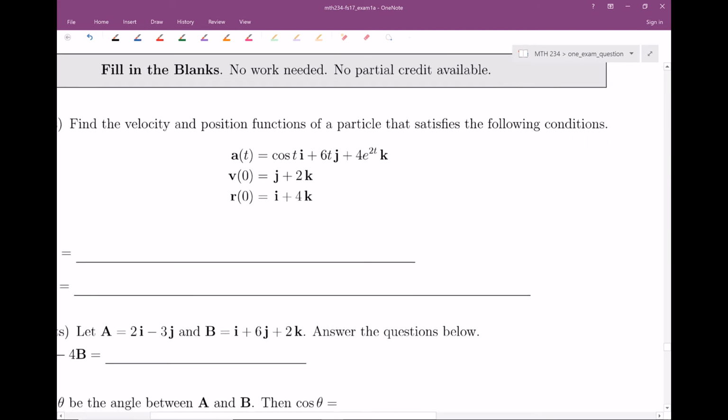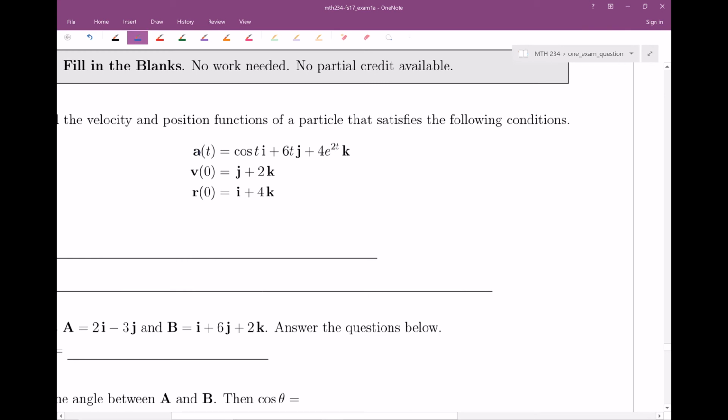Okay, so to do this, I need to remember that when I integrate acceleration, I'll get velocity. So I'm going to go ahead and integrate acceleration. So integrate, and let's see, I have cosine of t i plus 6t j plus 4e to the 2t k. And so when I integrate that with respect to t, remember I integrate component by component. So I'm going to have the integral of cosine is sine. The integral of 6t is going to be 3t squared, and that's in my j component.